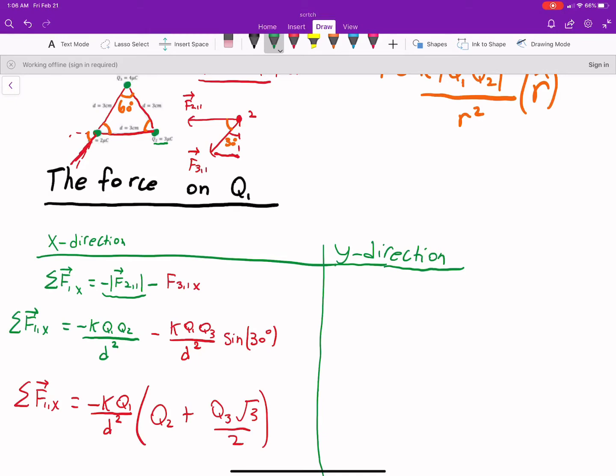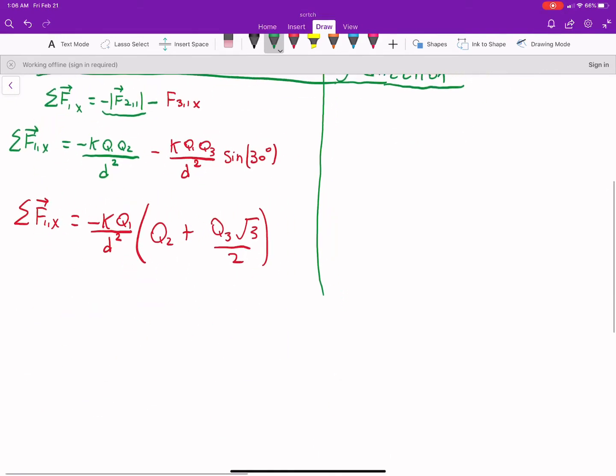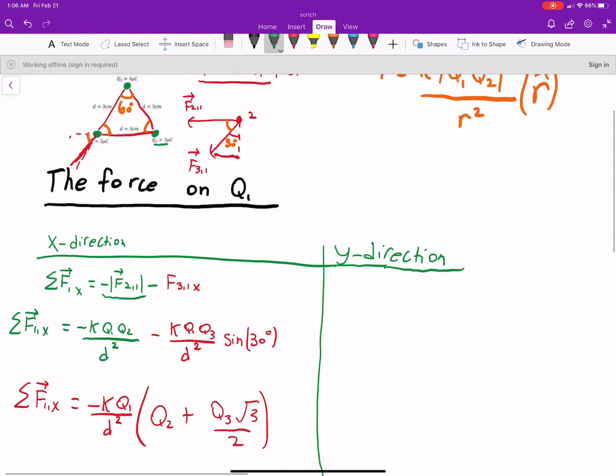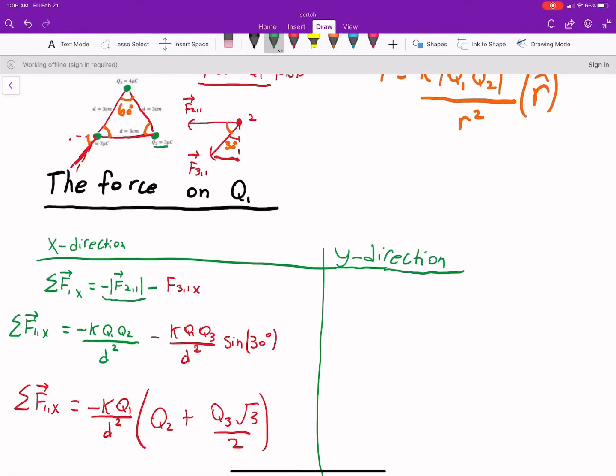And we get about minus 129.28, right? Did I do that? X direction is here. Yep. That's sine of 30. Sine of 30 is not root 3 over 2. I'm sorry, that's 1/2. Let me fix that.